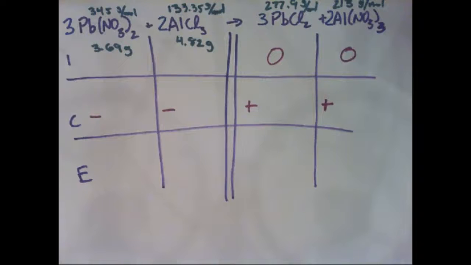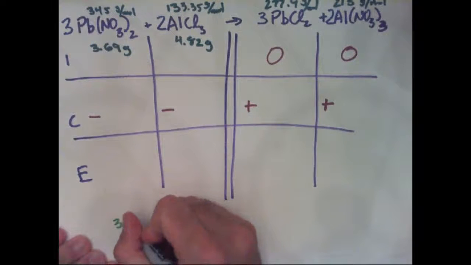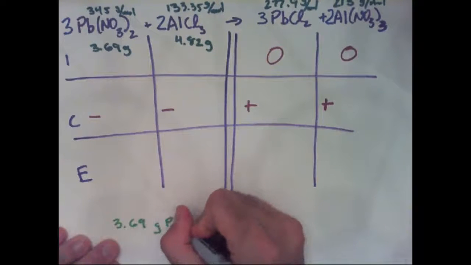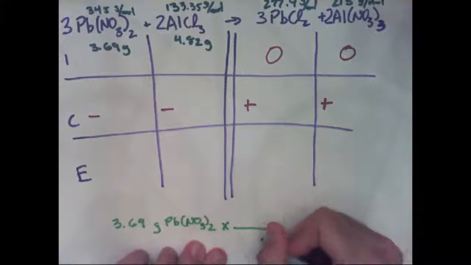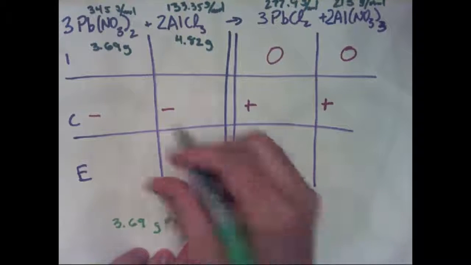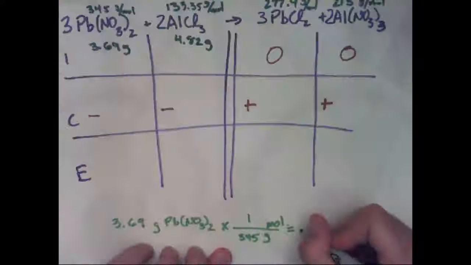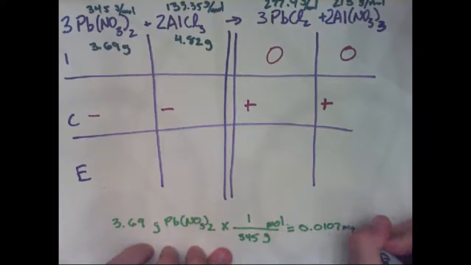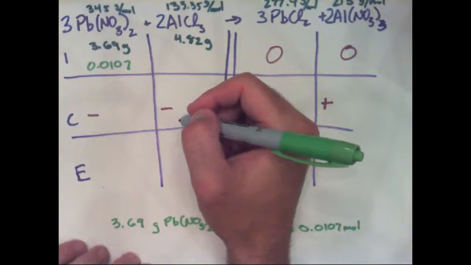Now, first things first, we have to convert to moles. So when we convert to moles, we have to X-line. Okay, so it's 3.69 grams. I'm going to show you an example problem down here. 3.69 grams of lead 2 nitrate, and we're going to X-line it. We want to get rid of grams, so we're going to put grams on the bottom, moles on the top. For every 1 mole, it's 345 grams, and when we do that math, it's going to equal 0.0107 moles. Okay, so we can put that 0.0107 right up in that box.